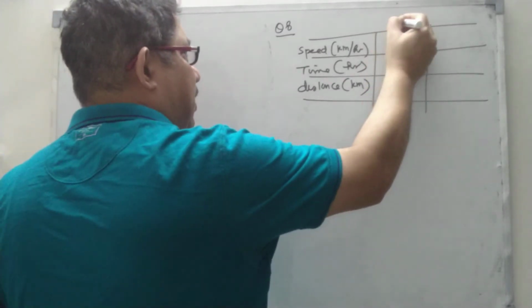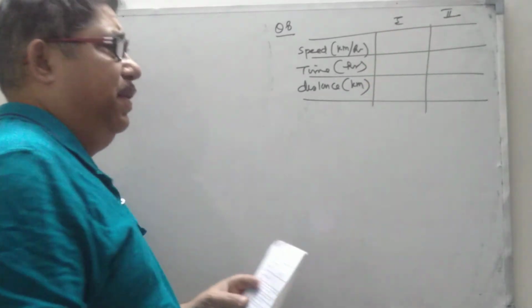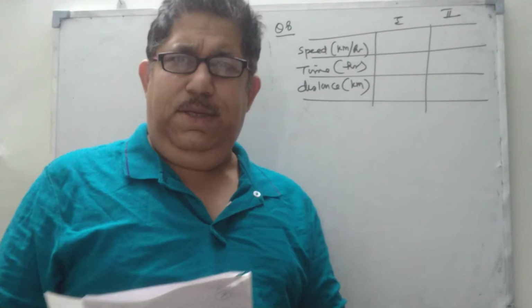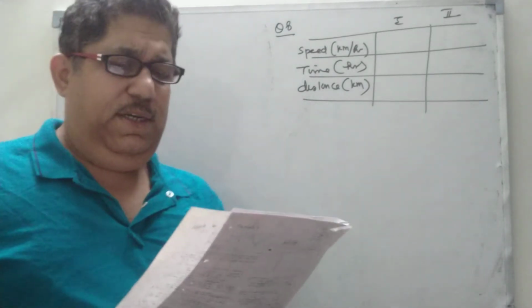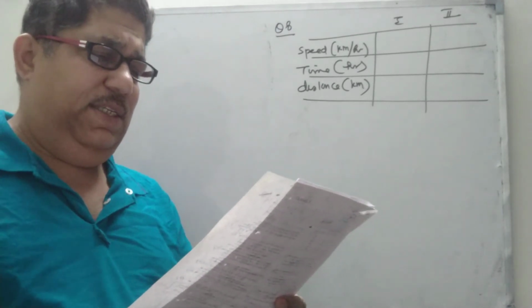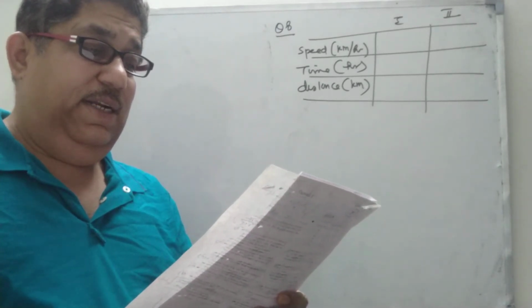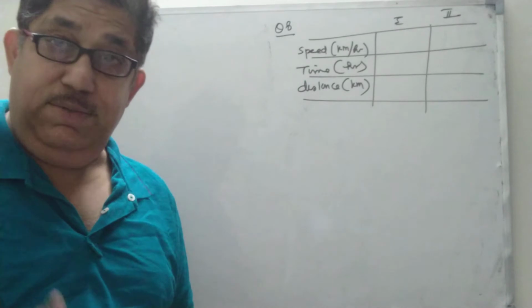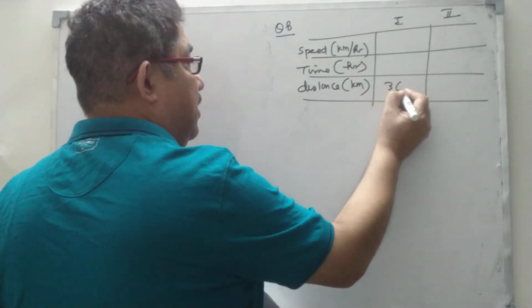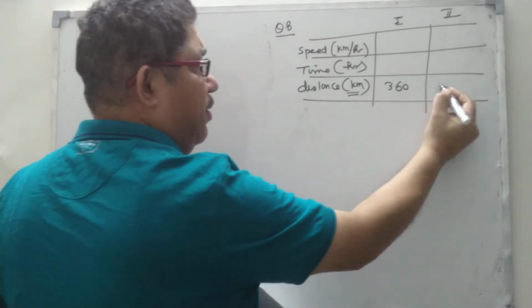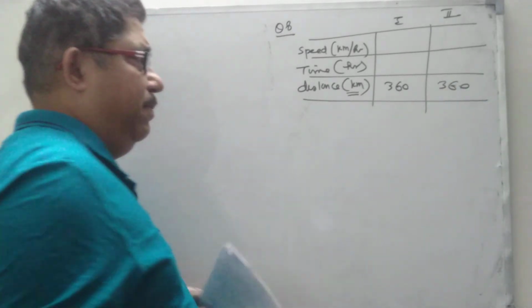This is case 1 and this is case 2. Just a kind of a table so that we get what we want very easily. So first of all, it says that the train travels 360 kilometers at uniform speed. So obviously the distance is 360. No need to write kilometer, you have already written it here.